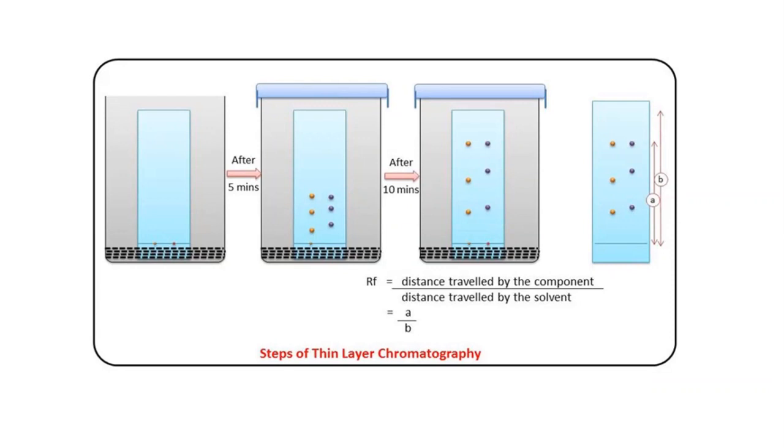After 5 minutes, whatever mobile phase is present in the chamber will travel due to capillary action against gravity. Along with the mobile phase, based on affinity, the compounds in the mixture also travel. After 10 minutes, the separation of analytes will happen. Then we have to remove the plate, dry it for some time, and spray some specific reagent to get the colored spots. Then we have to calculate the RF value. So this is the principle involved in thin layer chromatography.